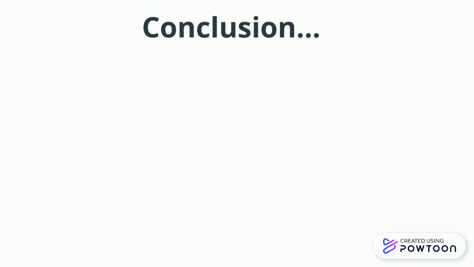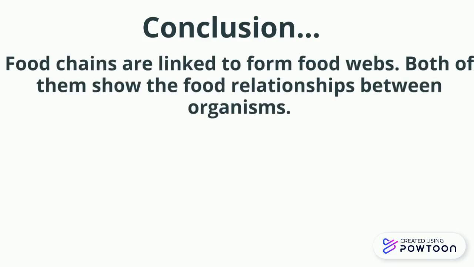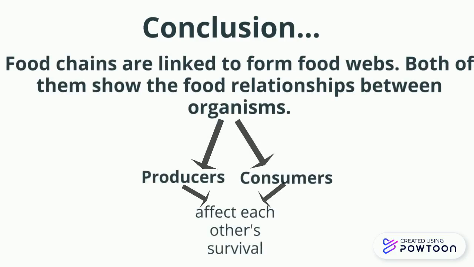In conclusion, food chains are linked to form food webs. Both of them show the food relationships between organisms. Producers and consumers affect each other's survival.